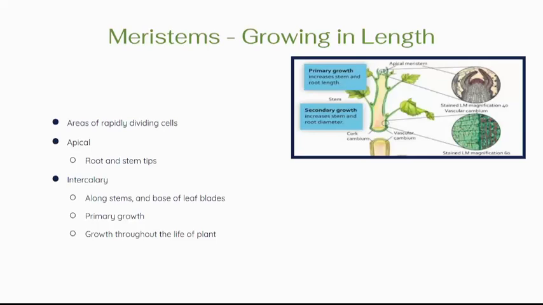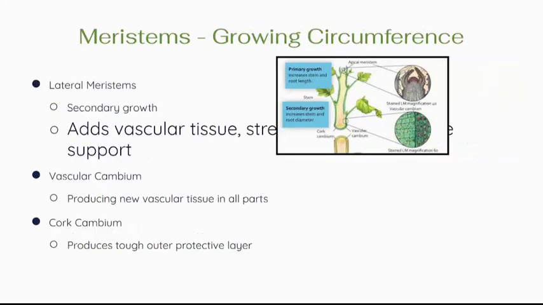Intercalary meristems are located along the stem, at the base of leaf blades. So the leaf blade is somewhere right here, and within the stem. These growths that enable the plant to grow taller are called primary growth. And plants will grow throughout their entire plant life. Unless they lack nutrients or sunlight, they will never stop growing.